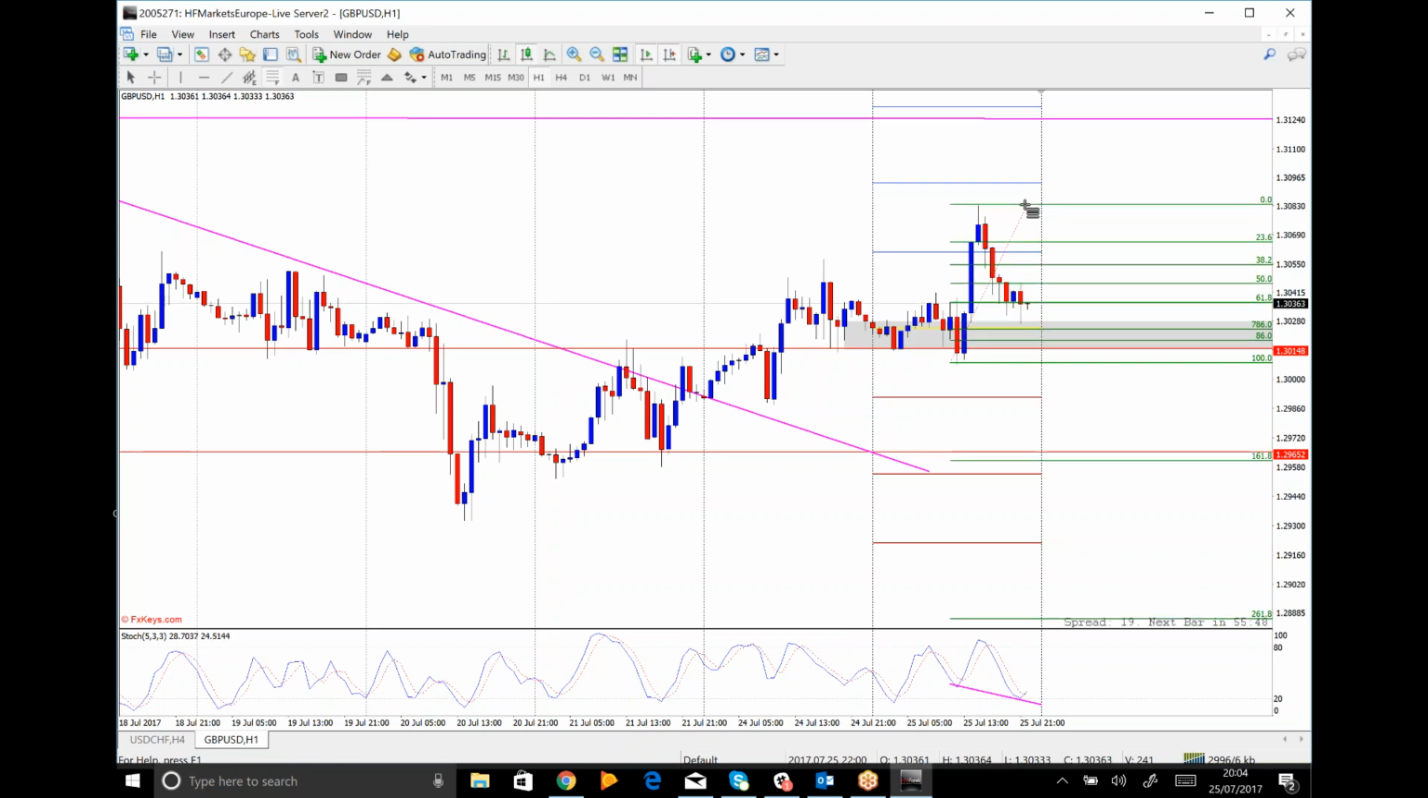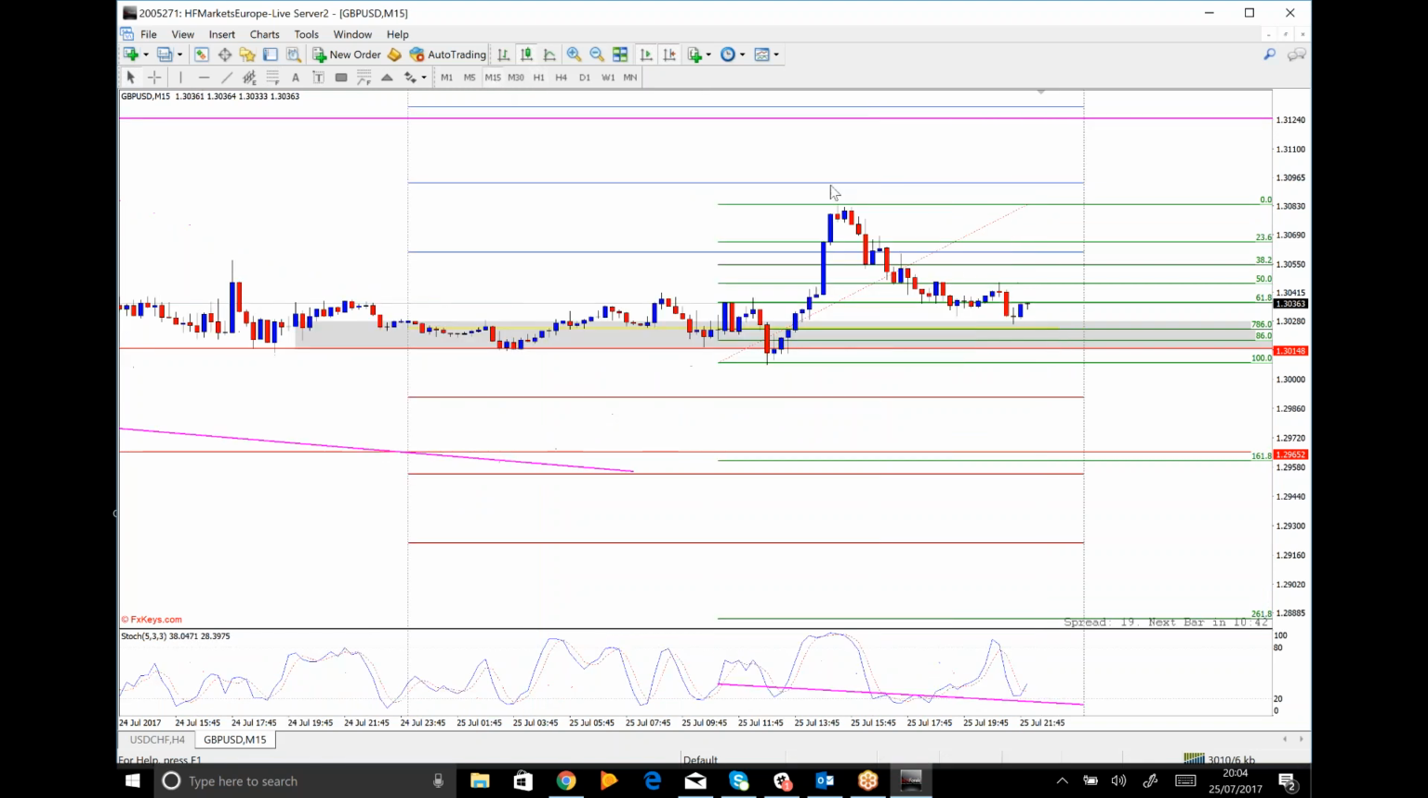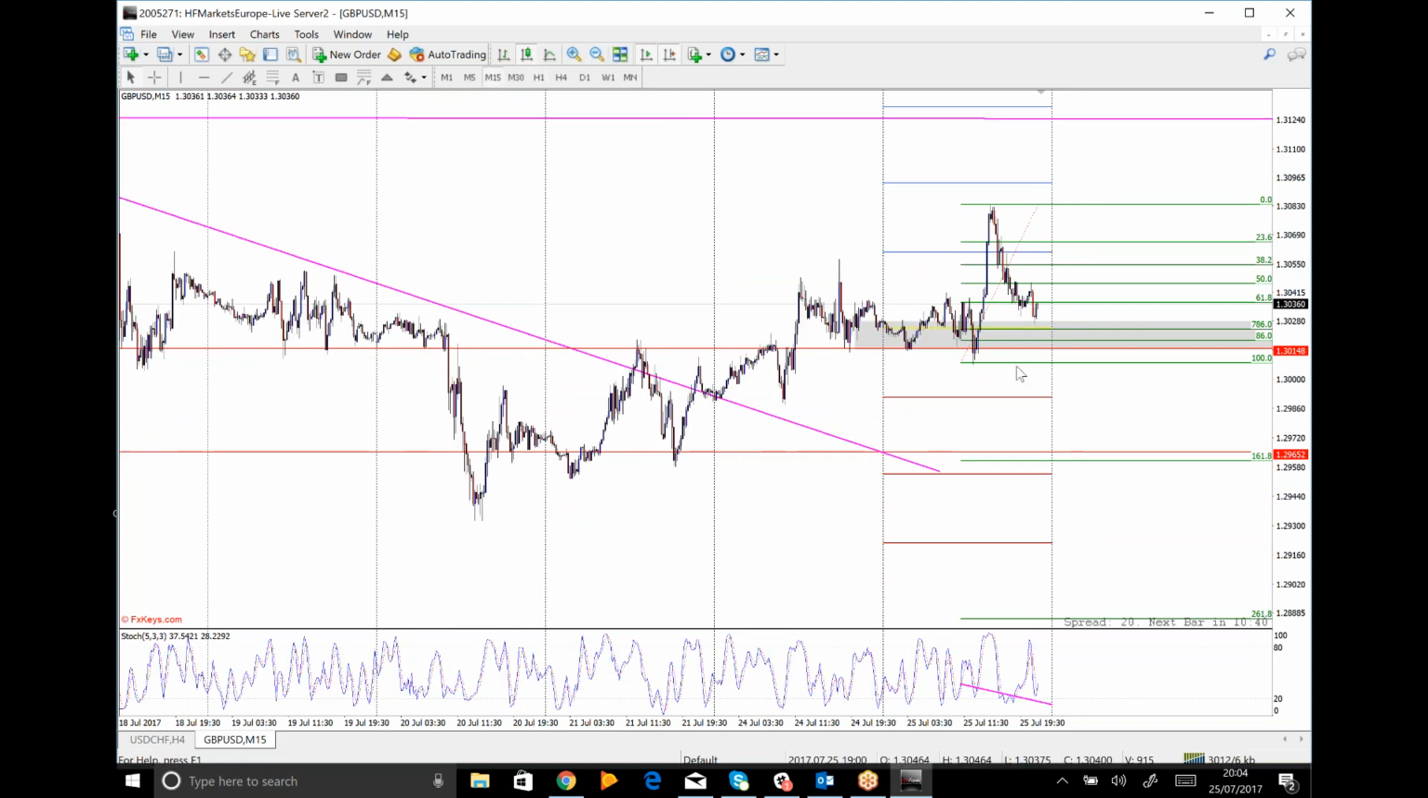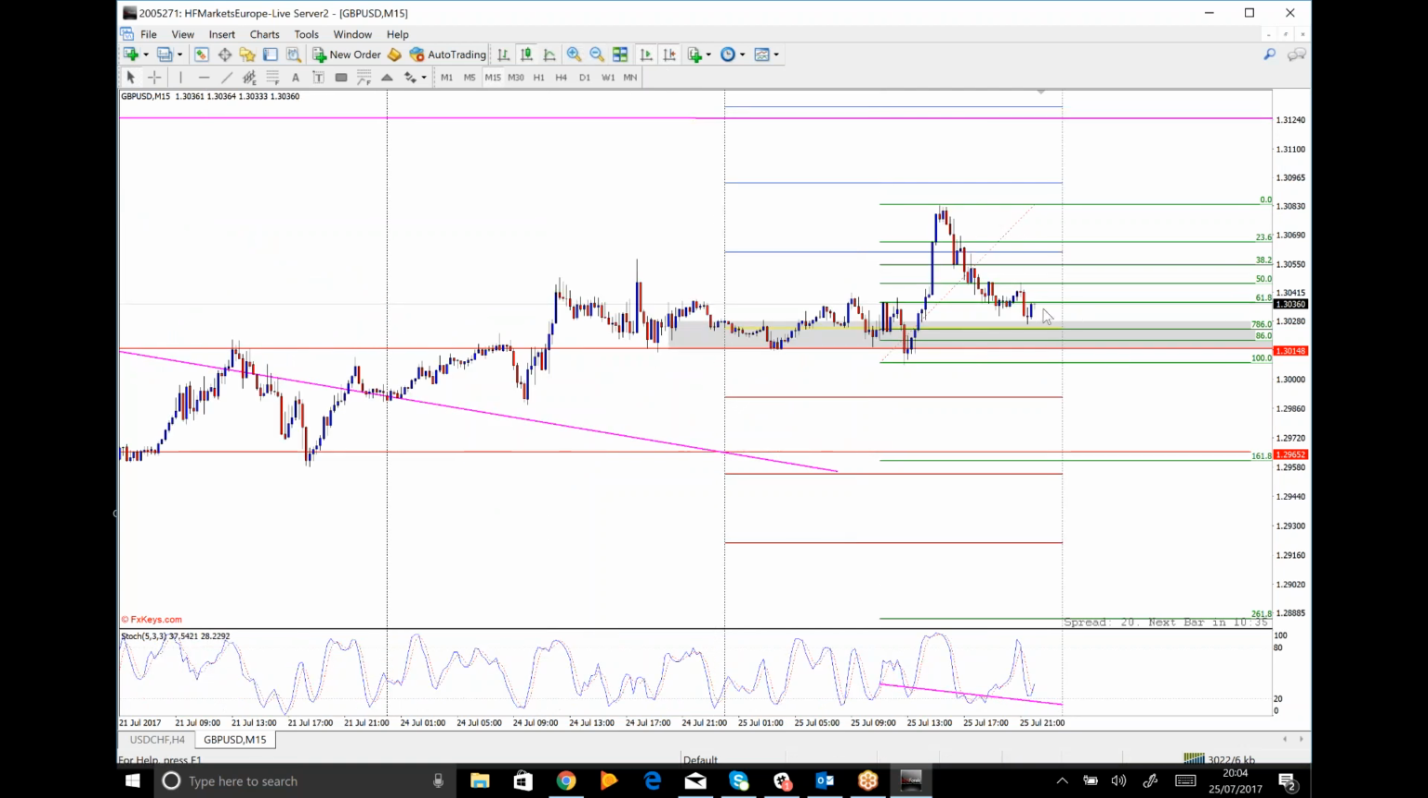Structure AB, C here is 78.6. This could be a great buy zone right now. 15-minute wise, this could be actually a really good place to buy. It's just that I don't like buying middle of the night. I'd rather wait to see what the Asian session will reveal, wake up nice and early in the morning, and then take that trade. But my expectations are to go here.